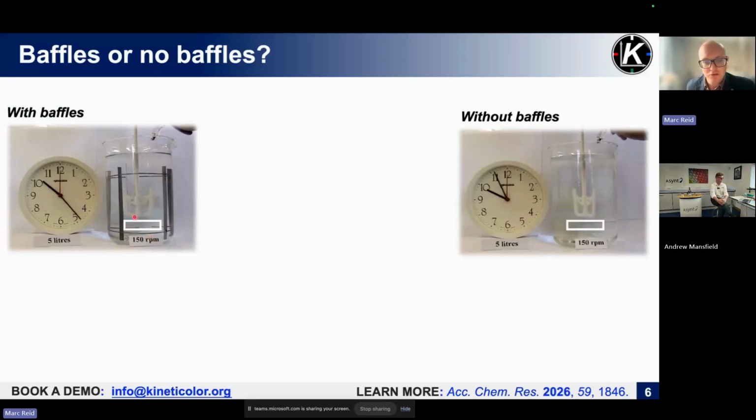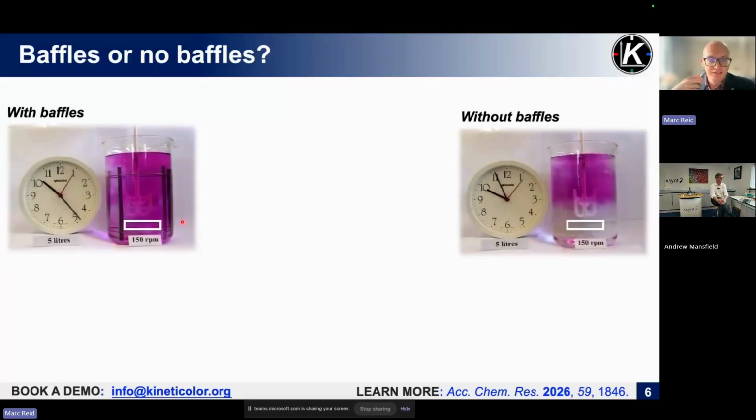But what I want you to keep your eye on is this little white rectangle that's just underneath the impeller in both videos. So as I now play both videos together, you should hopefully see that you're getting that colourless to magenta or purple colour change.